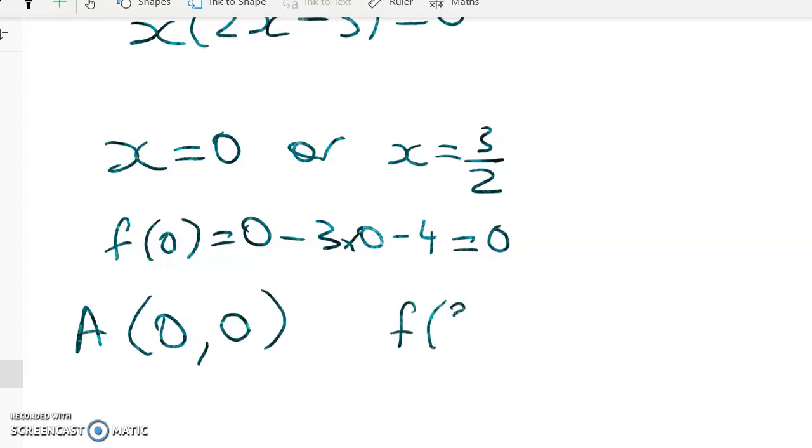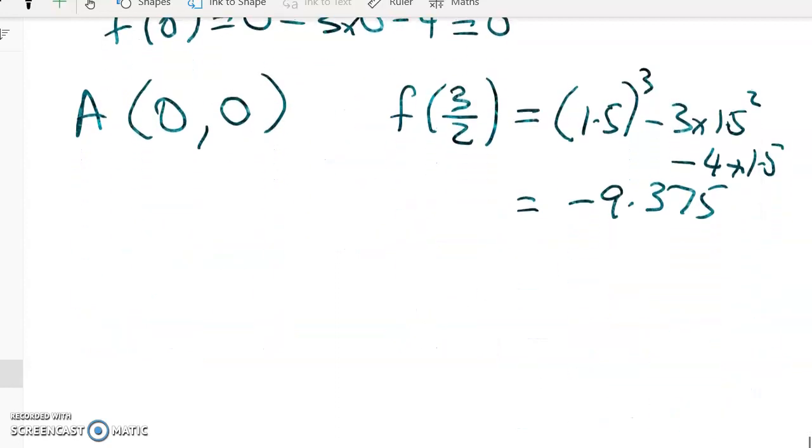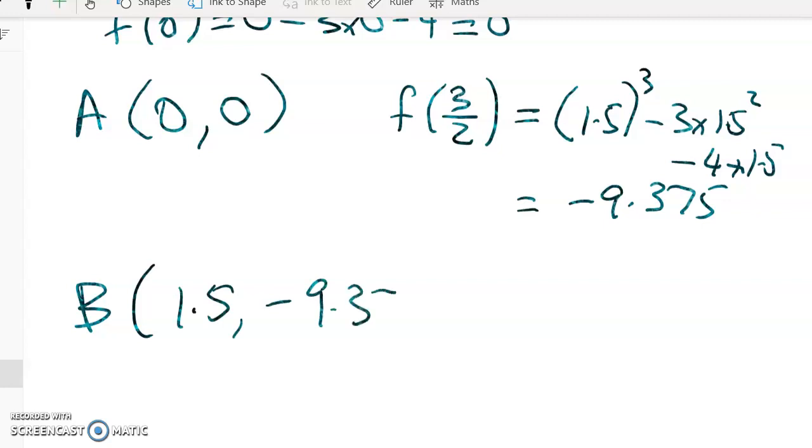And f of 3 over 2 works out to be, let's see, what did I get? So I actually did switch that to a decimal. If you're in my class, you'll be laughing, because I never do that, but here we go. So we get that minus 4 times 1.5, big mess, and that gives me negative 9.375. I'm going to show you all of this in GeoGebra in a minute as well. So point B is 1.5 and negative 9.375.